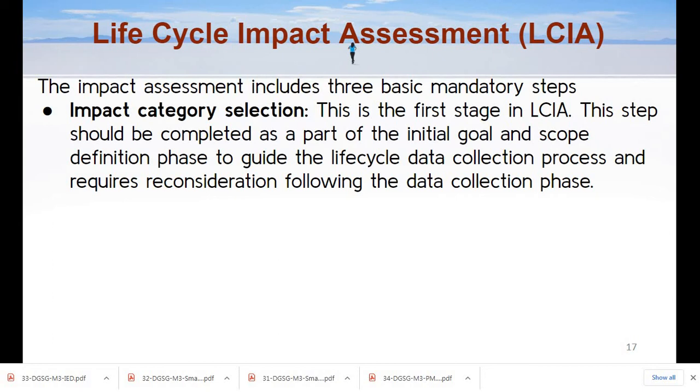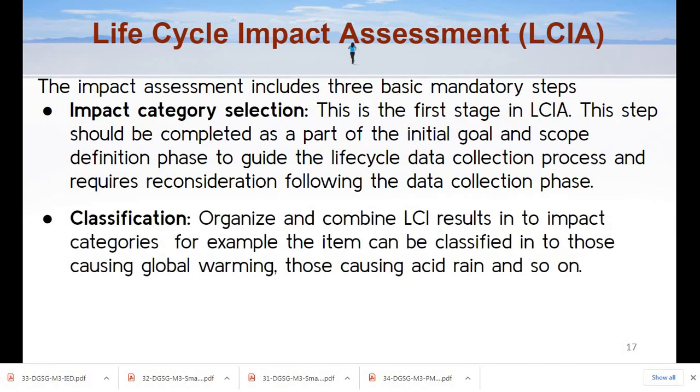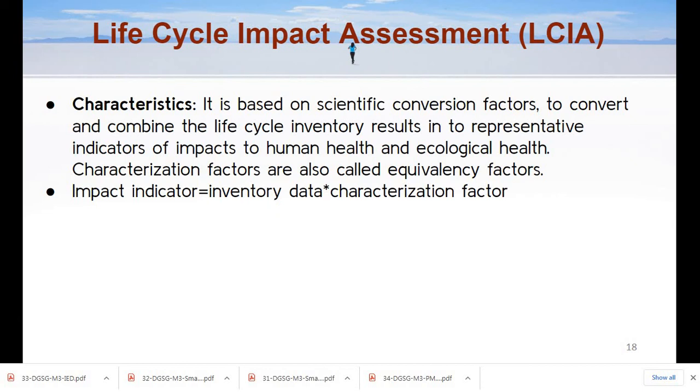Impact category selection. This is the first stage in life cycle impact assessment. Then classification. Organize and combine LCA results into impact categories. For example, the item can be classified into those causing global warming, those causing acid rain, and so on. Then characterization. It is based on scientific conversion factors to convert and combine the life cycle inventory results into representative indicators of impacts to human health and ecological health.